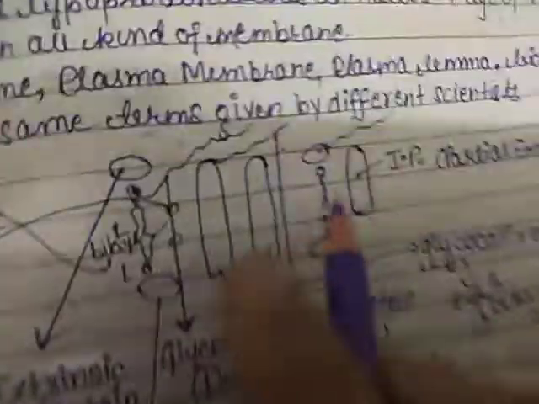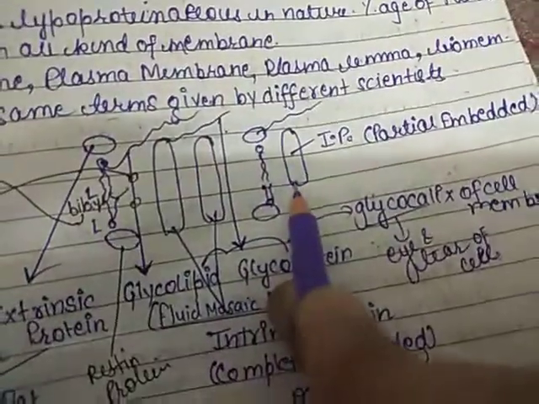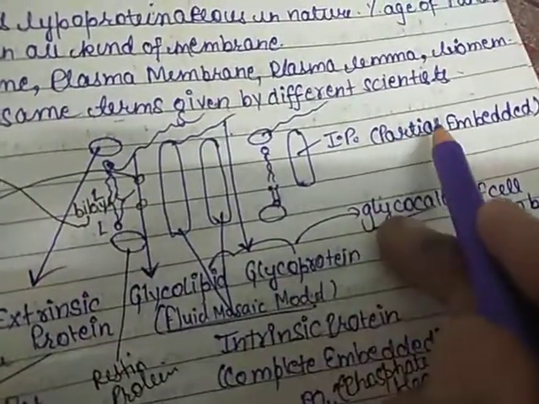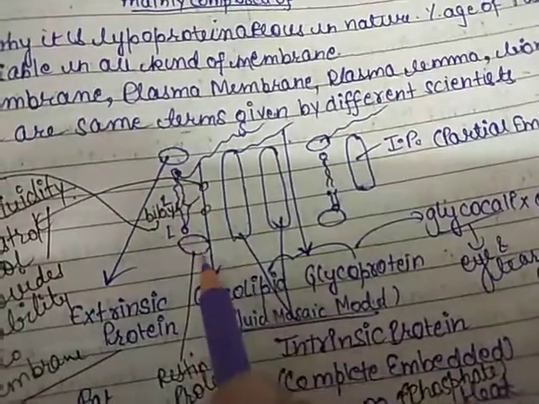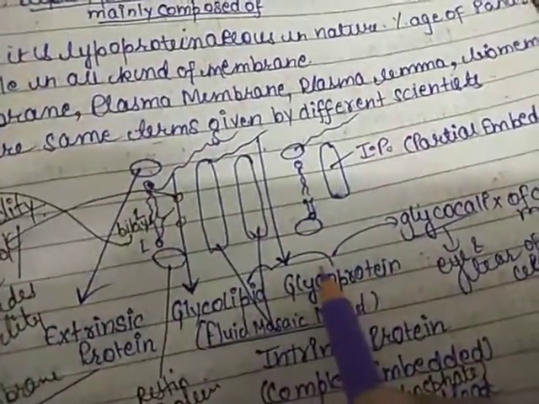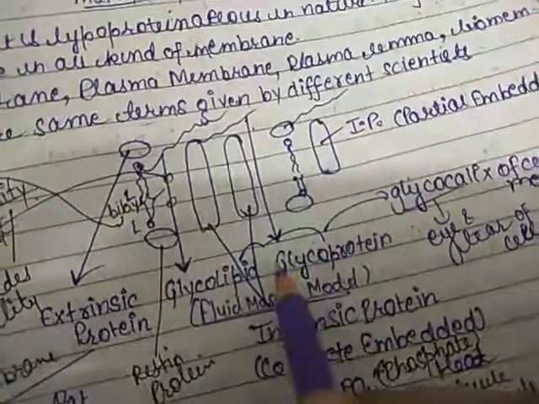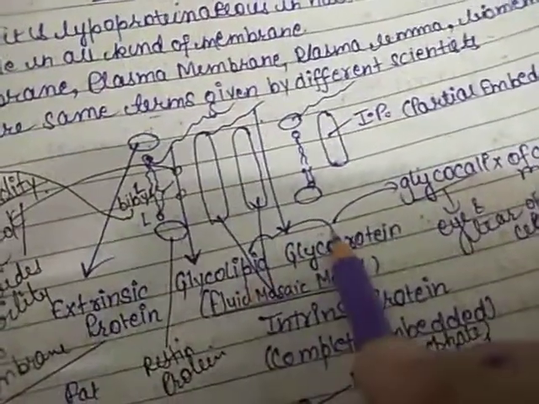There are different types of proteins. Another diagram may clear this up: this is the intrinsic protein, partially embedded, and we have extrinsic proteins also. Glycoproteins, lipoproteins, glycolipids are also there; different types of compounds are there.